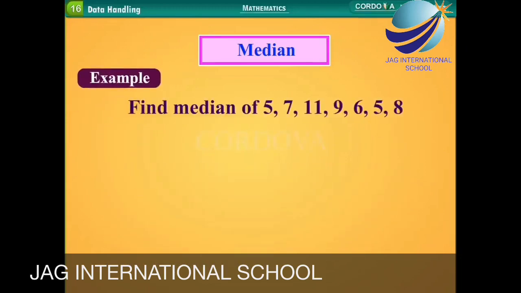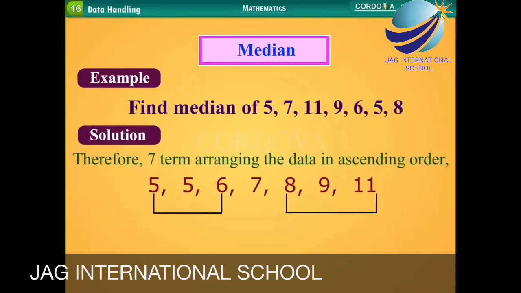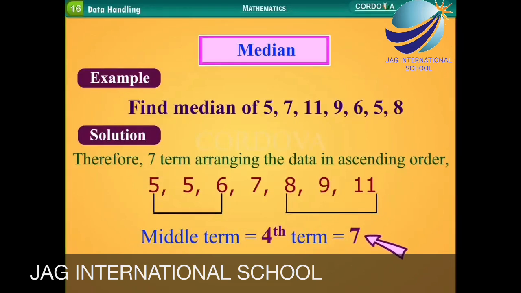Examples. Find the median of 5, 7, 11, 9, 6, 5, 8. Solution. There are 7 terms. Arranging the data in ascending order: 5, 5, 6, 7, 8, 9, 11. Middle term is equal to the 4th term, which is equal to 7. Hence, median is 7.